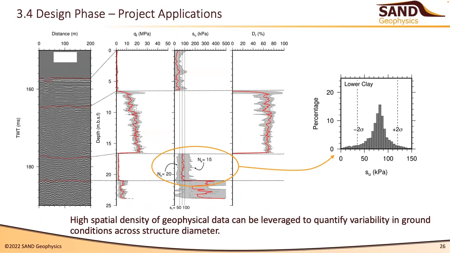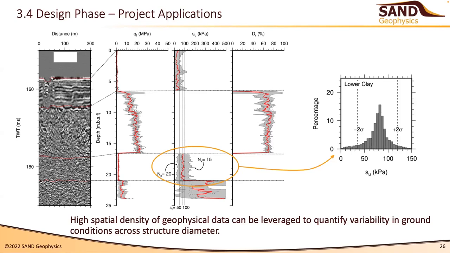This is an example from data in the North Sea where we were looking at multiple predictions across a spud can. So this isn't a foundation diameter, but a spud can diameter. We used multiple predictions across that spud can diameter to try and understand the variability in the ground conditions across that spud can. In the synthetic CPT here, the red line is the best prediction, and the various dotted and dashed lines are the different predictions across that area. The shaded grey region is the uncertainty range based on the best prediction.